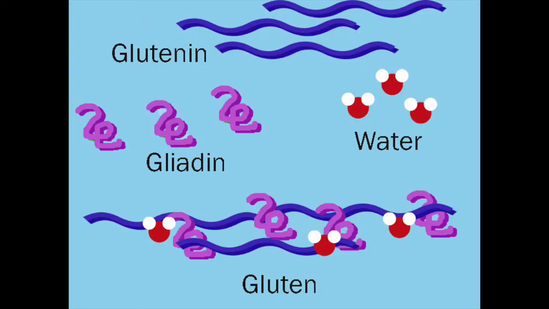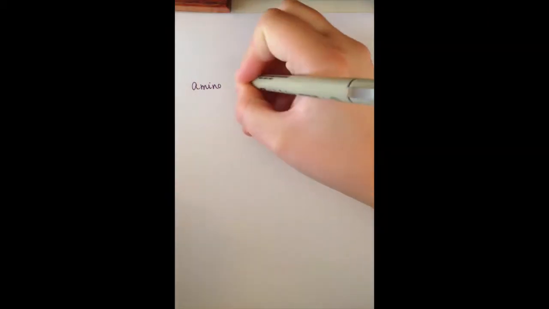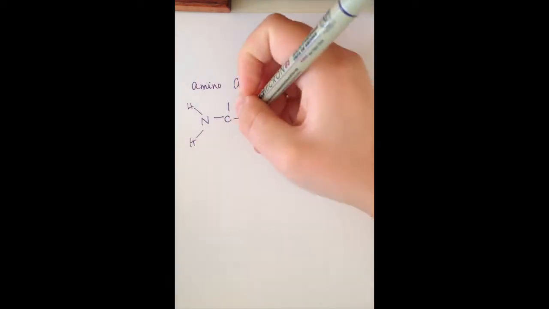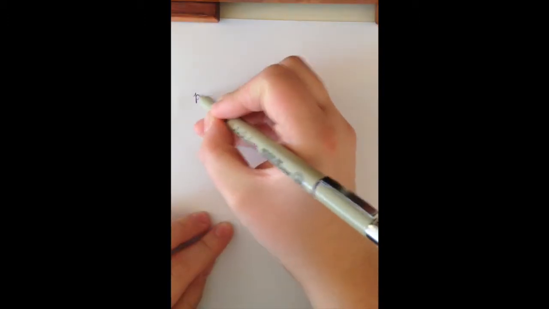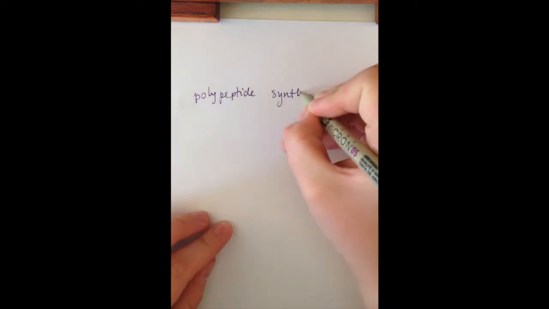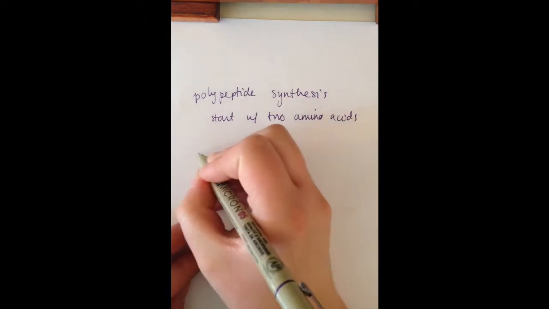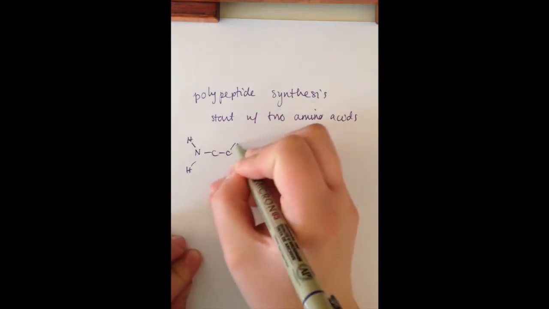Gluten is a mixture of two different proteins, gliadin and glutenin. When gliadin and glutenin mix together with water, they form gluten. And as a refresher, we all know from studying macromolecules that proteins are polymers of amino acids, connected to each other by peptide bonds, which is also why proteins are often called polypeptides. Shown here is the polypeptide synthesis through dehydration.